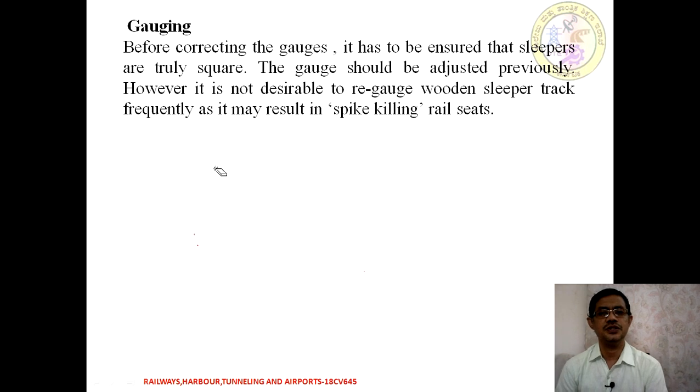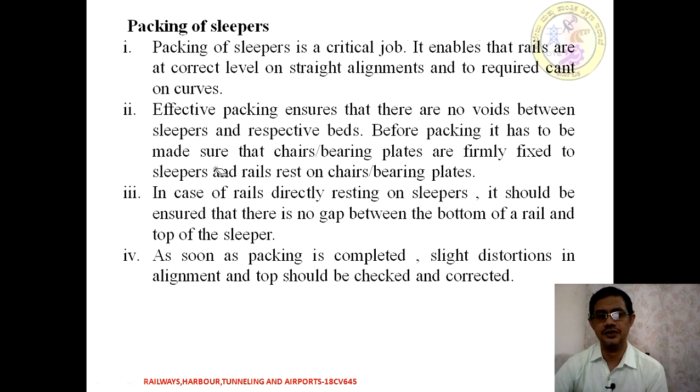The gauge should be adjusted previously, as re-gauging is not desirable in the case of a wooden sleeper or track. Frequently we need to kill the spike holes, that is, spike killing on the rail seat.